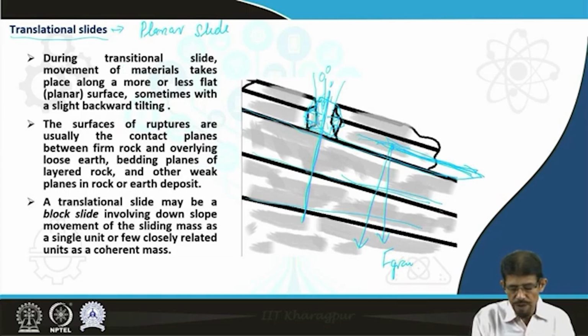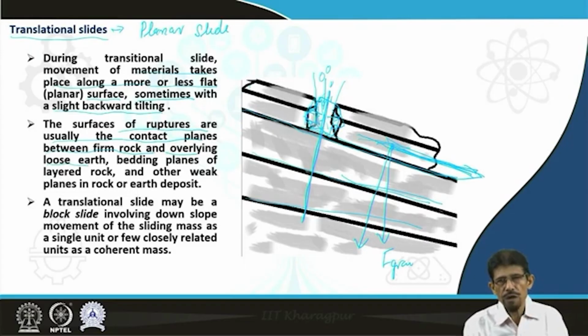During translational slide, movement of material takes place along a more or less flat surface defined by a dominant set of discontinuities or joints or bedding planes or foliation or lineation. Sometimes with a slide backward tilting, the surfaces of rupture are usually the contact plane between the rock and the overlying loose earth or intact material. Bedding planes, layered rock and other weak rocks in the rock strata or earth deposit are prone to this type of slide. A translational slide may be a block slide involving downslope movement of the sliding mass as a single unit or a few closely related units as a coherent mass. This type of slide we generally encounter along roadsides, particularly in the Himalaya, having gneisses, sedimentary, bedded rock, etc.